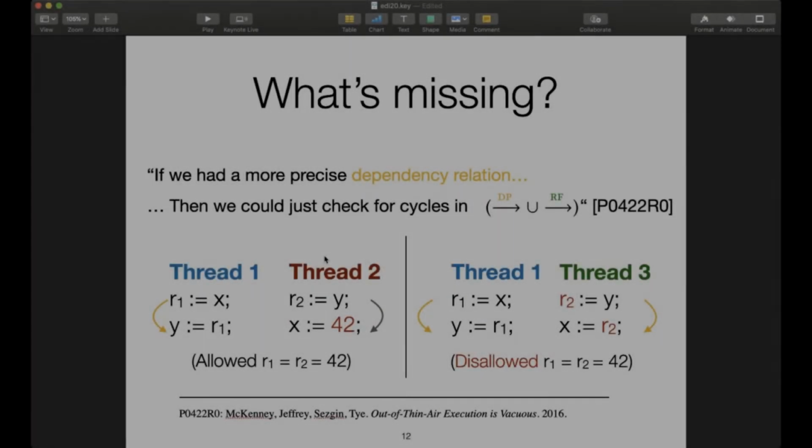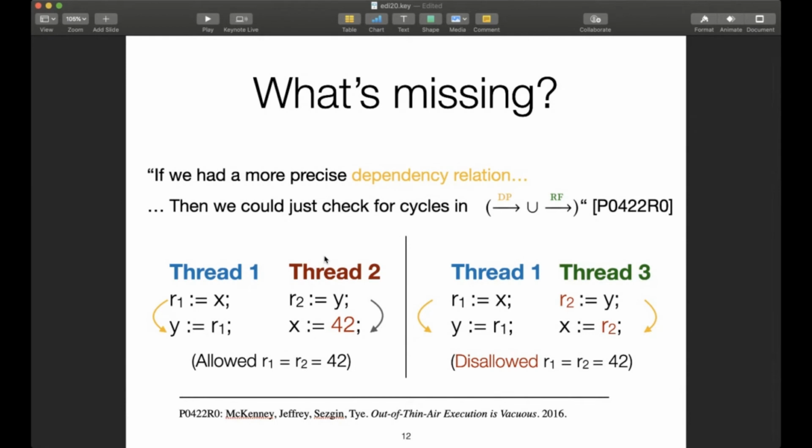We've got these two programs. The question is there a syntactic dependency between them, and is there a cycle in dependency union RF? For the left-hand program that we wanted to allow, we don't have a semantic dependency because on that right-hand thread, there's this concrete value 42, and that means we don't sort of morally have a dependency. On the right-hand thread, we do, and we wanted to forbid that. So this semantic dependency approach looks like it should work.